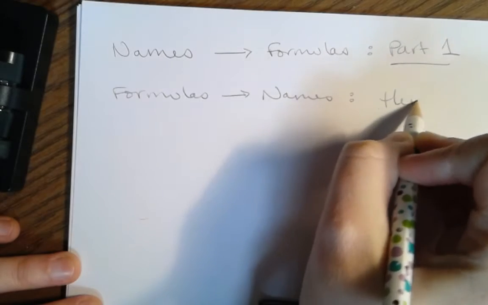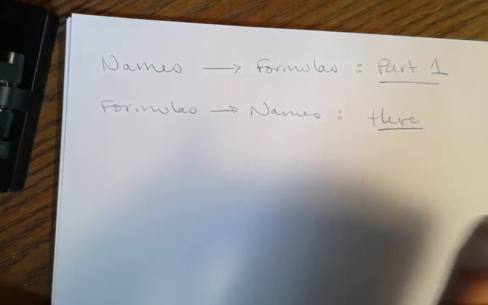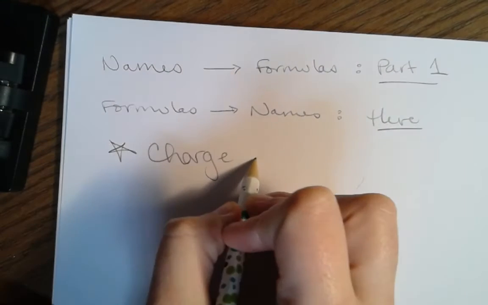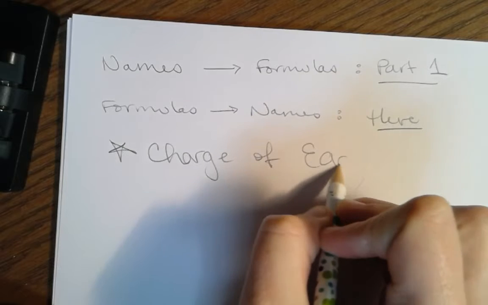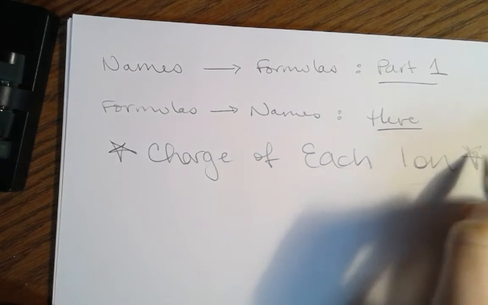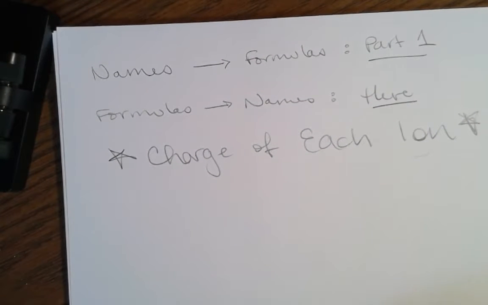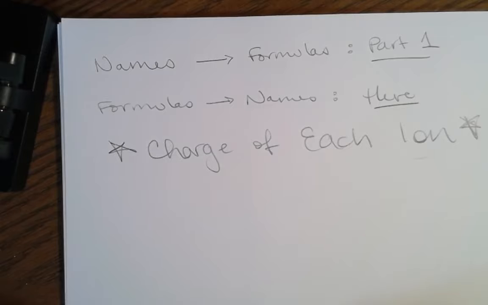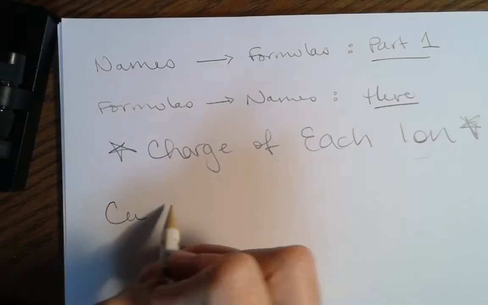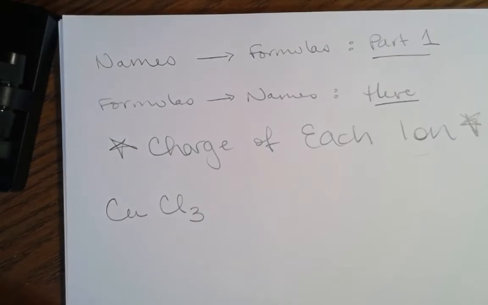Okay, so a lot of the ideas are super similar. It's the charge of each ion. That is your key, and if there's a single thing that you want to be focusing on, it's finding the charge of each ion. Okay, so formulas to names are going to be things like when you get a formula, and you have to write the name of the compound in that formula.